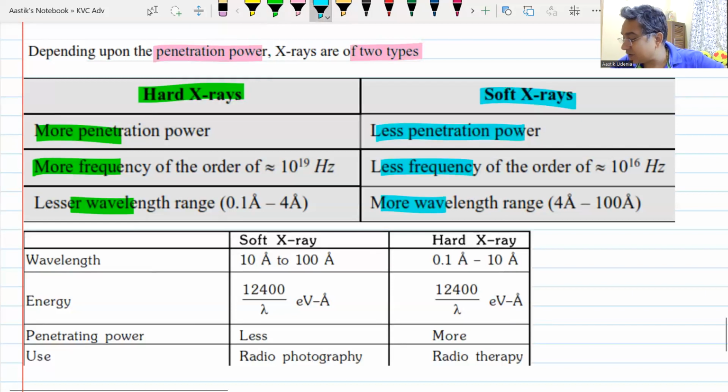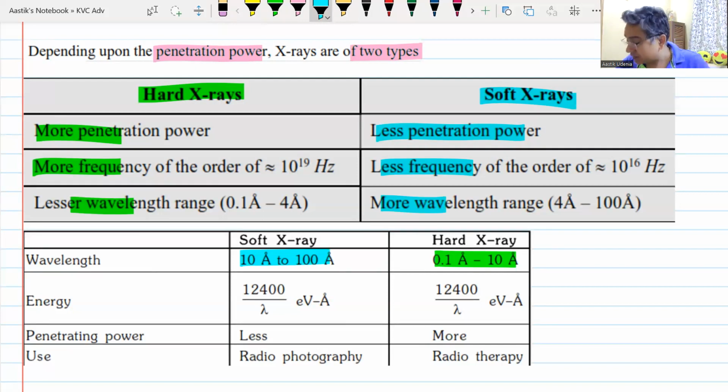How much is the wavelength? You don't need to know this, but hard has the wavelength from 0.1 to 10, and soft has a wavelength from 10 to 1. How do you find the energy from the wavelength? hc by lambda, remember that?